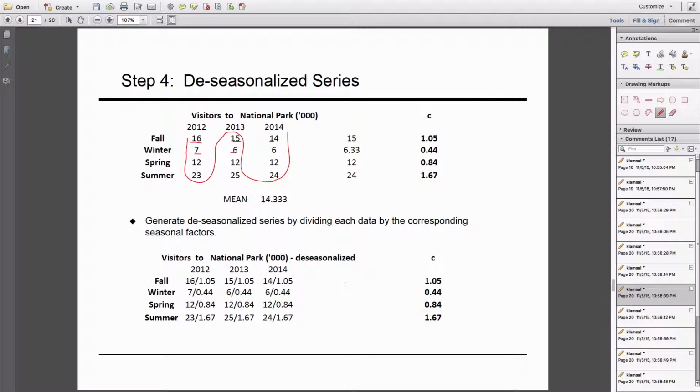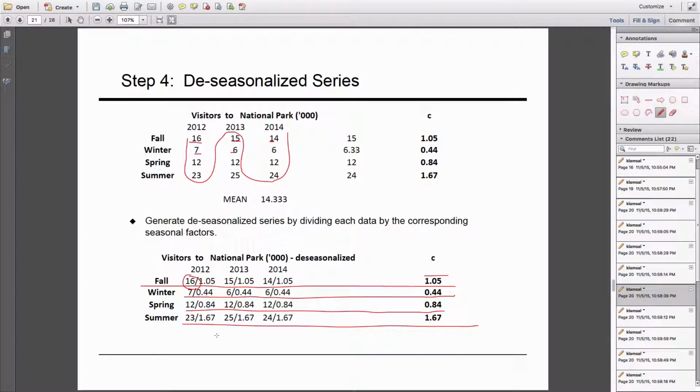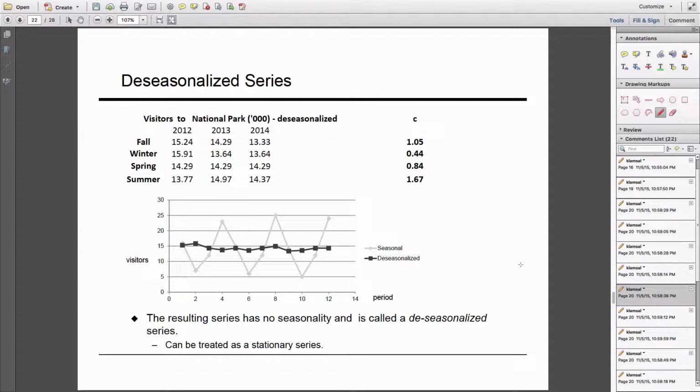Now, how do we deseasonalize the data? Because the fall has a seasonality of 1.05 as we calculated earlier, we divide the fall values by 1.05. The winter has a seasonality of 0.44, so we divide the winter values by 0.44. The spring has a value of 0.84, that's why we divide the spring values by 0.84. Summer has the seasonality factor of 1.67, and we divide that by 1.67. This is what we get.